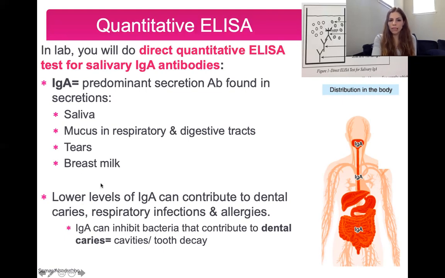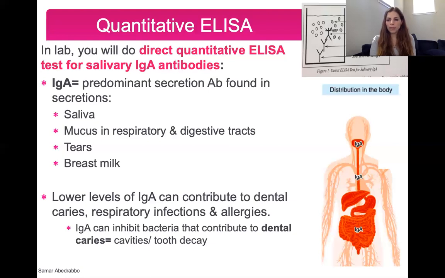This is why breast milk is very healthy, because it has antibodies that will protect the baby against many diseases that they could potentially be exposed to in the early weeks of life. And this is also why your eyes are not always infected, because tears protect you against so many pathogens that your eyes are being exposed to. So you're going to look for how much IgA you have in your saliva, and lower levels of IgA can contribute to potentially more infections and allergies, because again, IgA is an antibody that protects you.